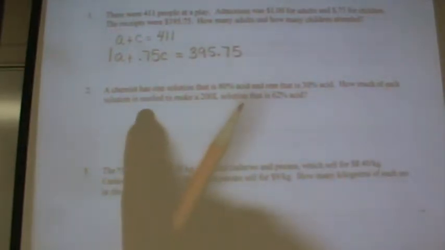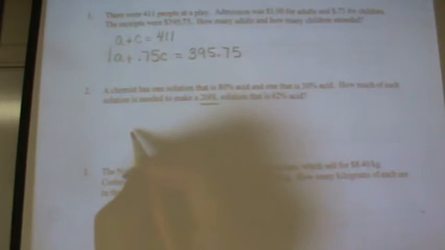Okay, read number 2. A chemist has one solution that's 80% acid and one that's 30% acid. How much of each solution is needed to make 200 liters of a solution that's 62%? So it's somewhere in between these two in strength. So we need 200 liters of the 2. Can you give me one equation?